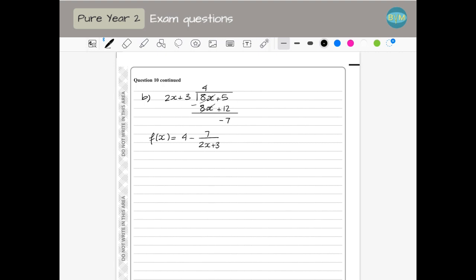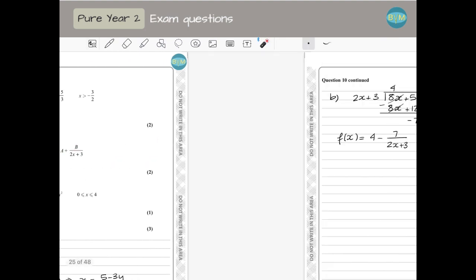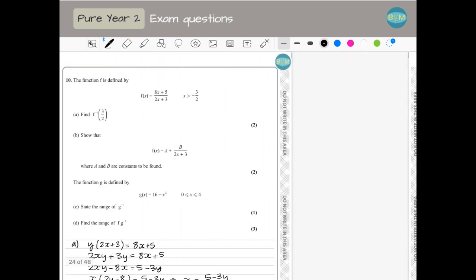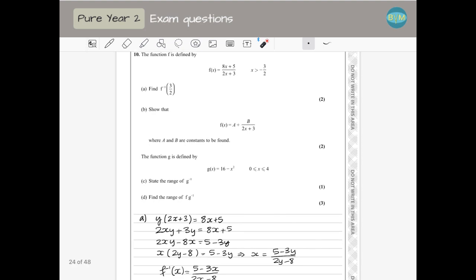Yeah, and there we have it, because if we compare that with what they want us to write, a is 4 and b is minus 7. So I will write here a is 4 and b is minus 7, just to complete the question and to write it fully. Otherwise, you could multiply this by this and compare the numerator with this numerator. So compare coefficients and you get the same answer, but I think this is just faster.